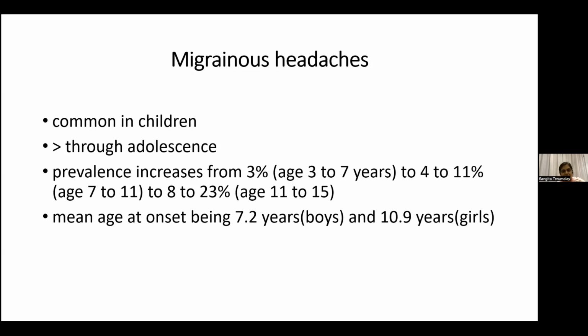Okay. Of course, it's more common in adolescents, but I've seen different types of migraine presenting as young as 6. So the prevalence actually increases as these children grow older. The prevalence quoted is about 3% among, I don't know how a 3-year-old would be able to be diagnosed as migraine, but this is what is quoted in the papers. 3% from age 3 to 7 years, and it goes up to 25% between the ages of 11 to 15 years old. Boys tend to have onset of migraine earlier compared to girls.